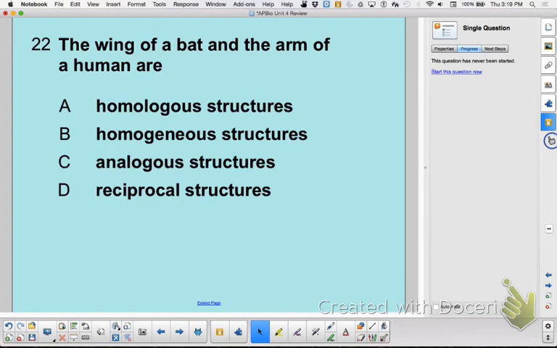The wing of a bat and the arm of a human. Do they have the same anatomy? Yes. So they are homologous. Are they analogous? No, we don't do the same thing with them. So which one are they? A, homologous structures.